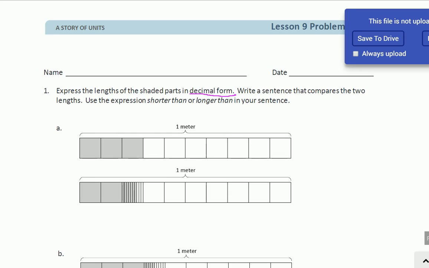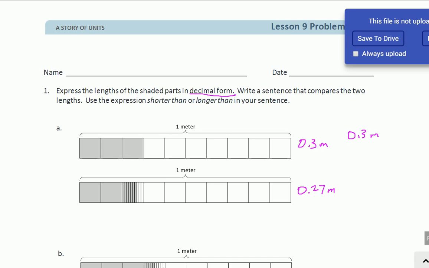So the first one, we notice that this is of a meter. That's 1, 2, that is 3/10. So this is going to be 0.3 meters. And then in the next one, we have 2/10, but then we also have 1, 2, 3, 4, 5, 6, 7 hundredths. So if we have 2/10 and 7 hundredths, that's 0.27 meters.